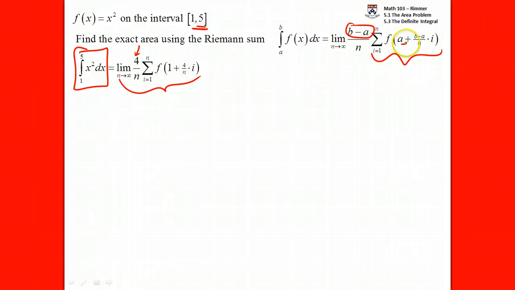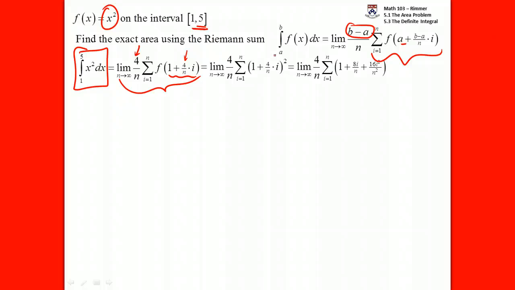And a plus delta x times i, where delta x is now 4 over n. So I take 1 plus 4 over n times i. What do you do with that? You plug that into the function. The function is x squared, so I take this inside and square it. Take 1 plus 4i over n and square it. So you get 1, you get 8i over n, and 16i squared over n squared. And we take each one of those separately.